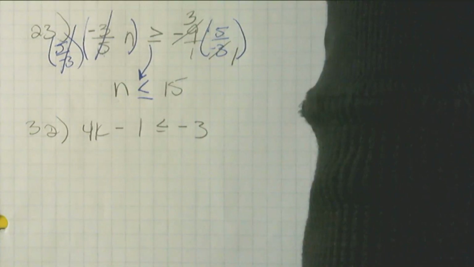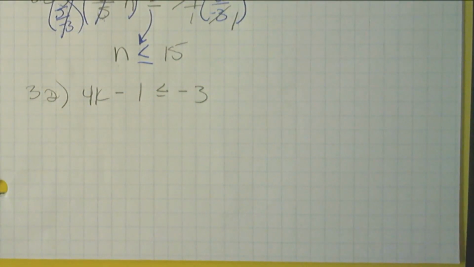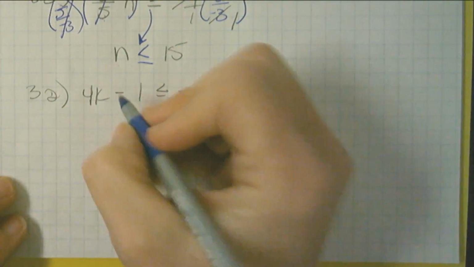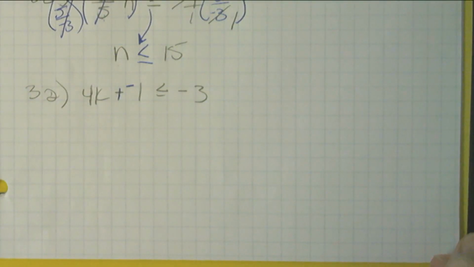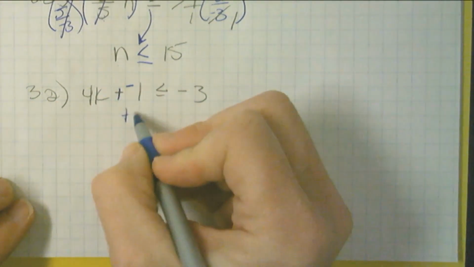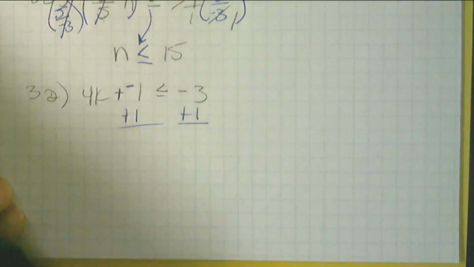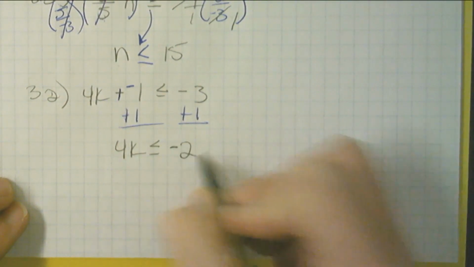What's the first thing I should do, all of you? What's the first thing I should do? Chris? Yep, I'm going to do the opposite. Then what? After that, what should I do? Chris? Excellent. Add a positive 1 to both sides. So I end up with 4k is less than or equal to negative 2. Now what, Chris?